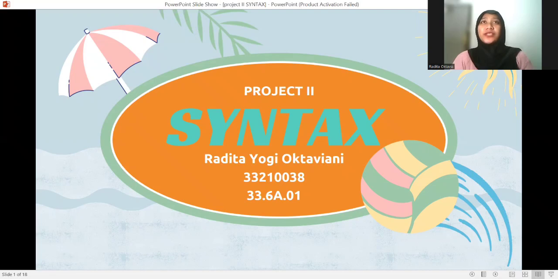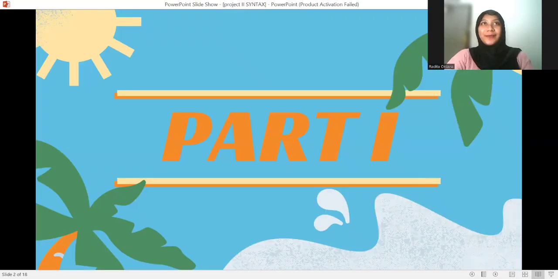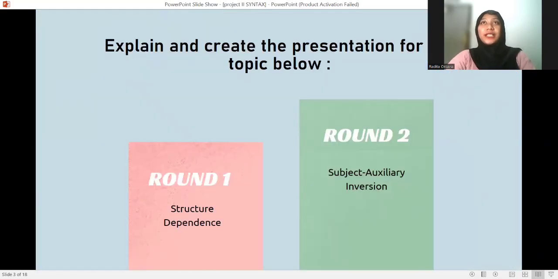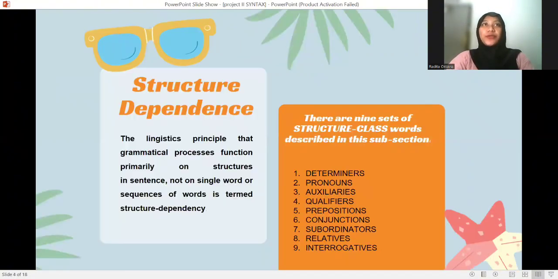Today I have a presentation about syntax for the final term task, project 2. Part 1. Explain and create the presentation for the topic below. Topic 1: Structure dependence. Topic 2: Subject-auxiliary inversion. Topic 1: Structure dependence. The linguistic principle that grammatical processes function primarily on the structure in a sentence.